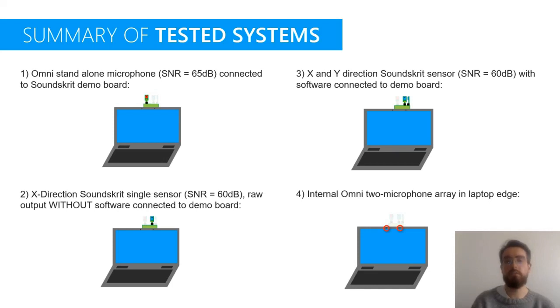The third system that we will be listening to is the full SoundScript microphone made of an X sensor and a Y sensor. Both those sensors have a SNR of 60 dB. Those sensors are going to be processed by SoundScript software algorithms to enhance the sound. And the last system that we're going to be listening to is the native internal 2-microphone laptop array that is found in the laptop. This array is made of 2 omnidirectional microphones.